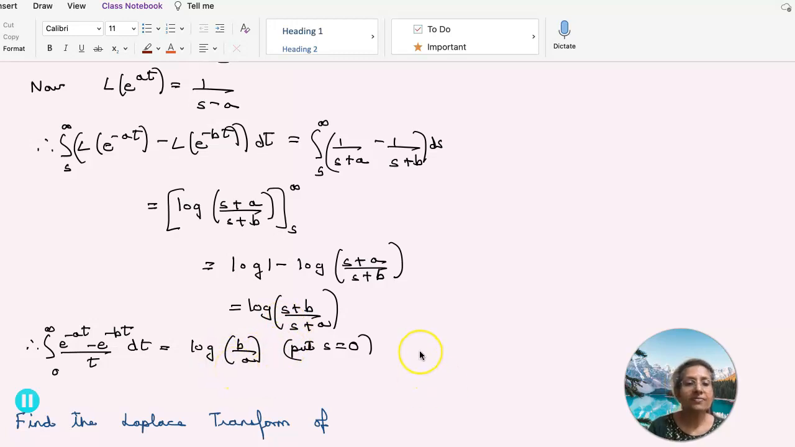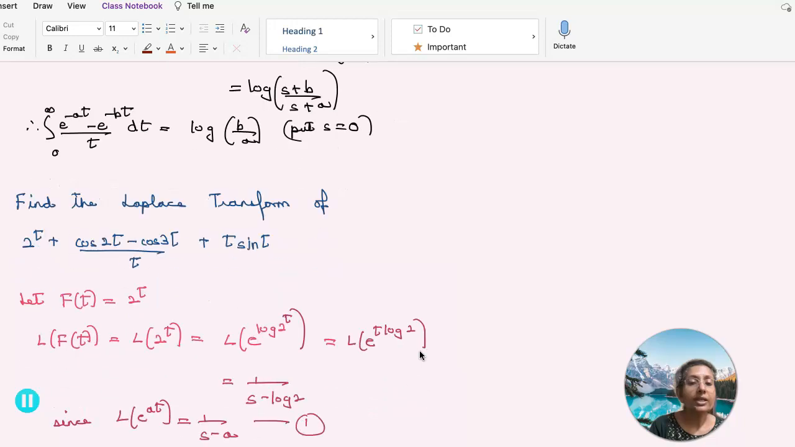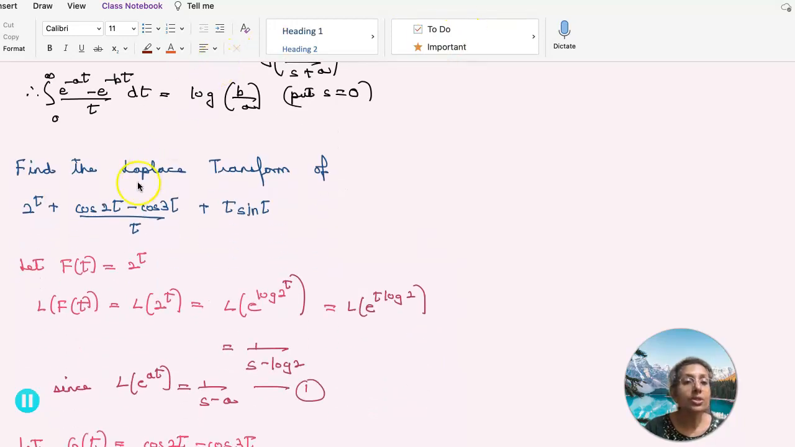The next question, find the Laplace transform of 2 raised to t plus cos 2t minus cos 3t by t plus t sin t. So we split it into 3 functions. Let f(t) be 2 raised to t. So the Laplace transform of f(t) will be the Laplace transform of 2 raised to t. You can write 2 raised to t as e raised to log 2 raised to t, because the base is the same. That is e raised to t log 2.